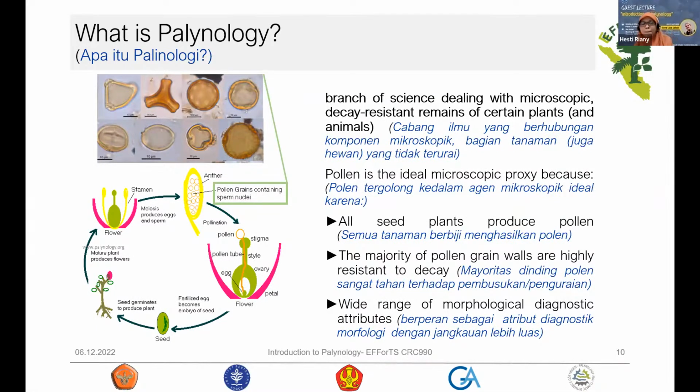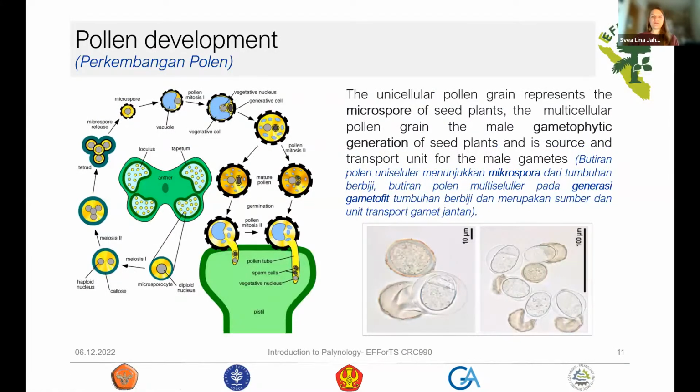Okay, thank you. So pollen develops basically as a unicellular microspore of seed plants. And here is basically the then produced multicellular pollen grain, which is the male gametophytic generation of seed plants, as a source of male gametophytes and transportation units. So basically, pollen, as I mentioned, is produced in the anthers.